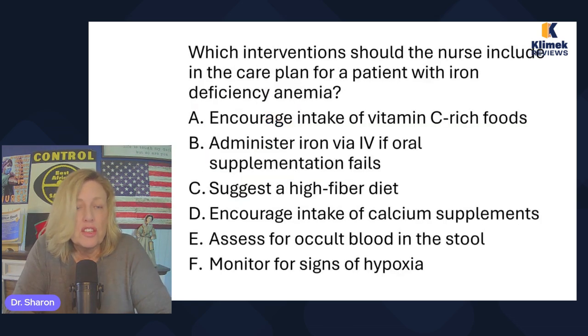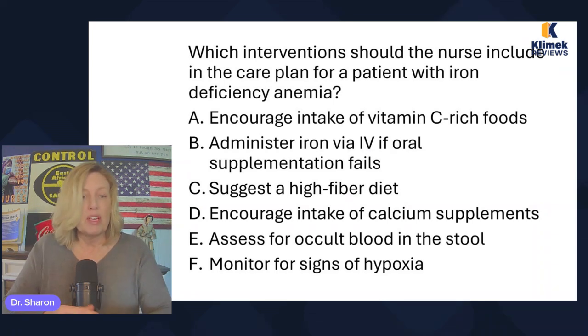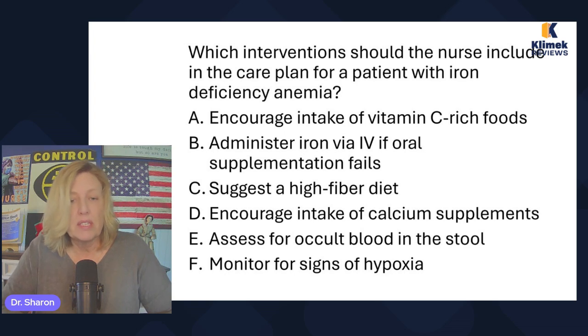Which intervention should the nurse include in the care plan for a patient with iron deficiency anemia? Okay, care plan. A: Encourage intake of vitamin C rich foods. B: Administer iron via IV if oral supplementation fails. C: Suggest a high fiber diet. D: Encourage intake of calcium supplements. E: Assess for occult blood in the stools, or monitor for signs of hypoxia. All right, iron deficiency anemia.